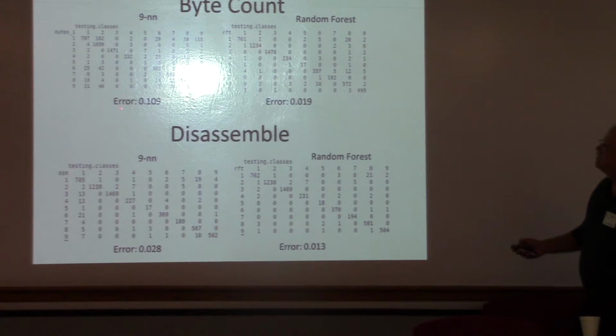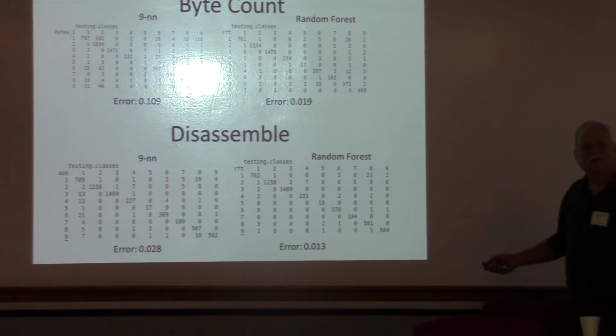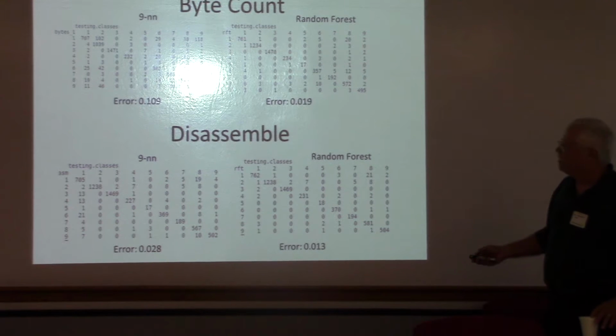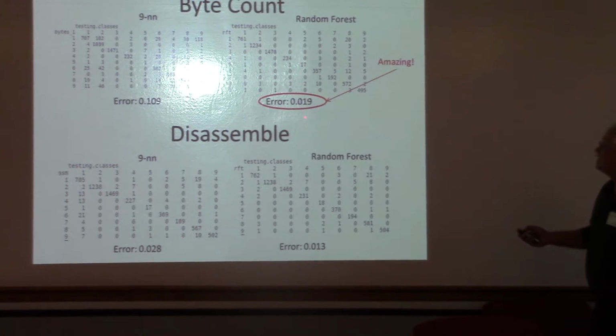Look at this. The 9 nearest neighbor, 89% correct. The 9 nearest neighbor for the disassembled, 97% correct. Heck, this stupid idea worked pretty well. And look at the random forest. Look at this. That's 98% correct on byte counts.